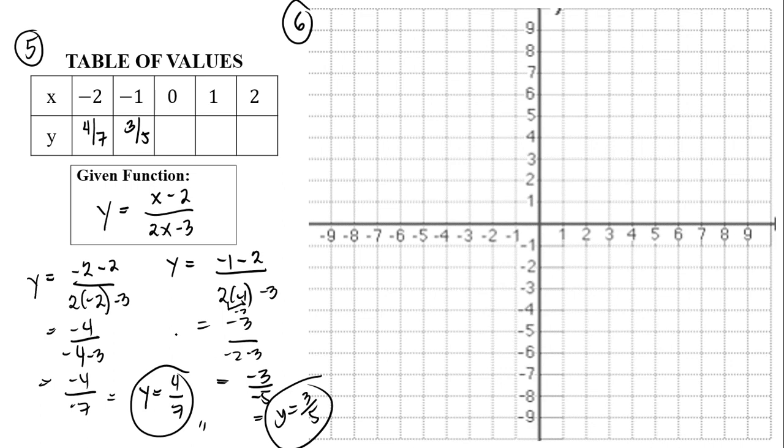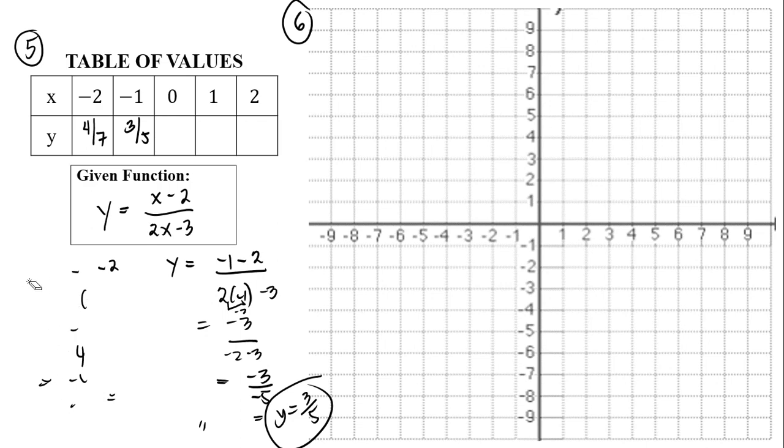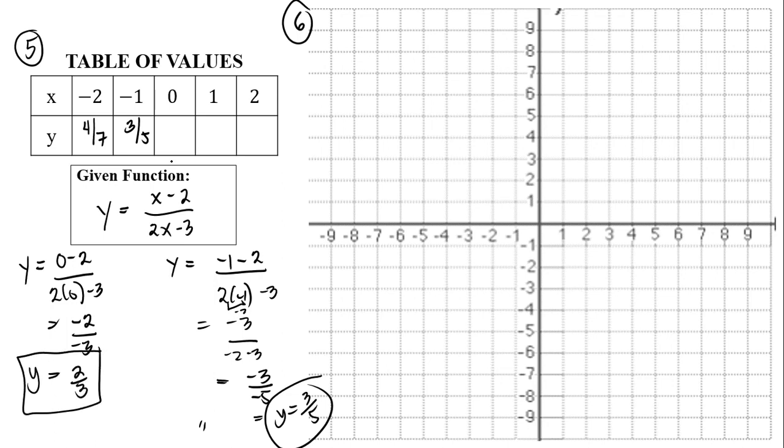Ayan. Next. 0 naman. Okay, 0 po tayo. Erase natin to kasi wala na tayong space. So, if your x is 0, then what will be your y? So, lahat ng x papalitan ng 0. So, y is equal to 0 minus 2 over 2 times 0 minus 3. So, of course, numerator 0 minus 2 is negative 2. 2 times 0 is, of course, 0. So, it will become negative 2 over negative 3. So, since they are both negative, it will become positive.